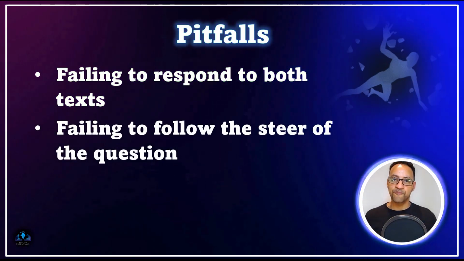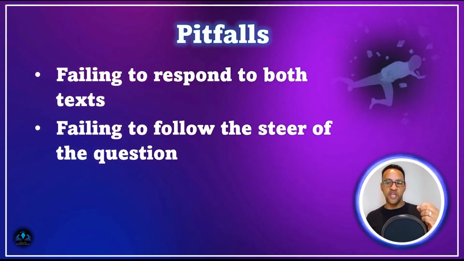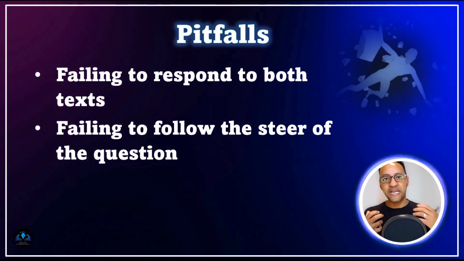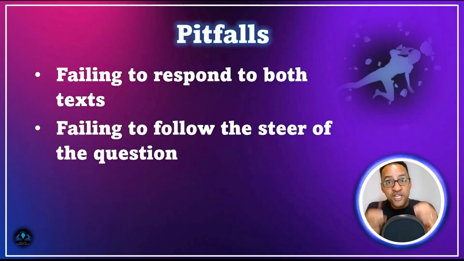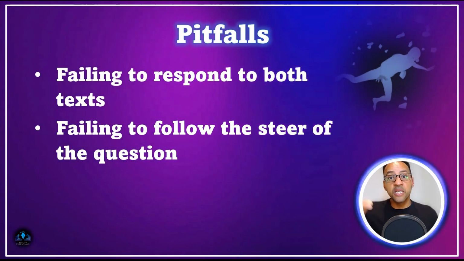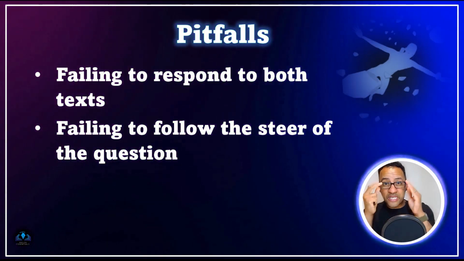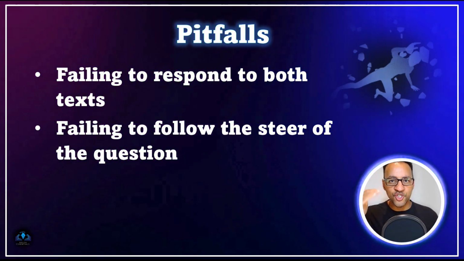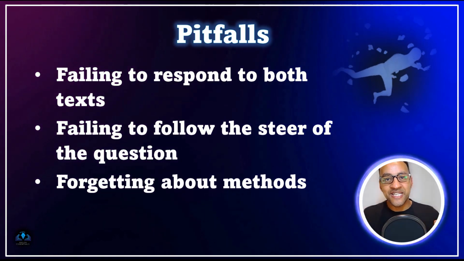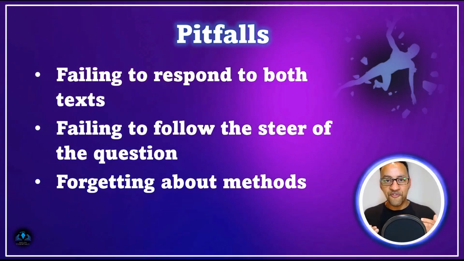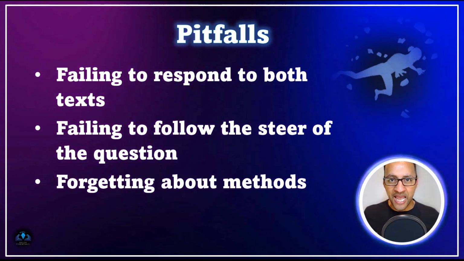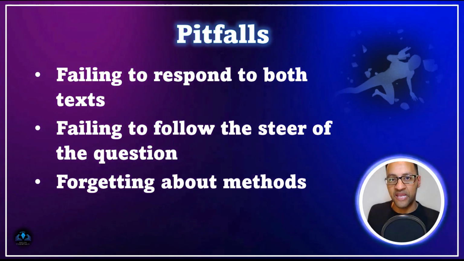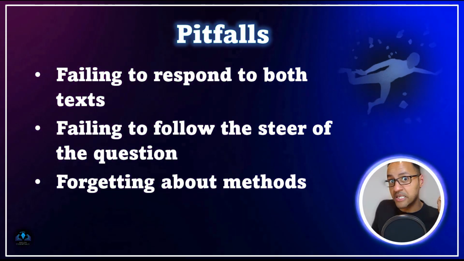The second thing is failing to follow the steer of the question. Again, if the question is asking you to talk about the perspectives on a particular topic, ensure that you do that, consistently returning back to it. And this is why I say at the beginning, it's absolutely crucial that you find out what the topic is. Thirdly, forgetting about the methods. Often, the young people, as they're writing their essay, go on about the evaluation, but forget about the methods. They forget to talk about the writer using words, phrases, similes, whatever.